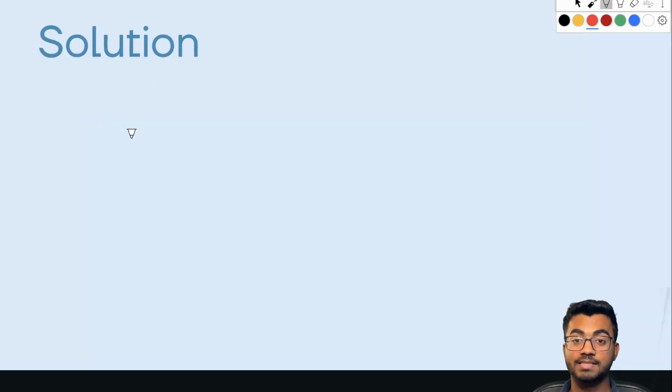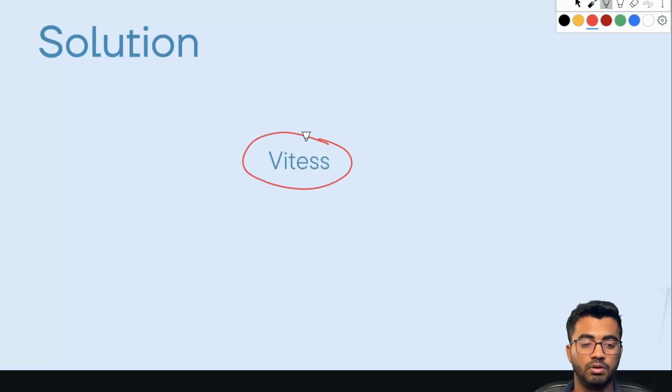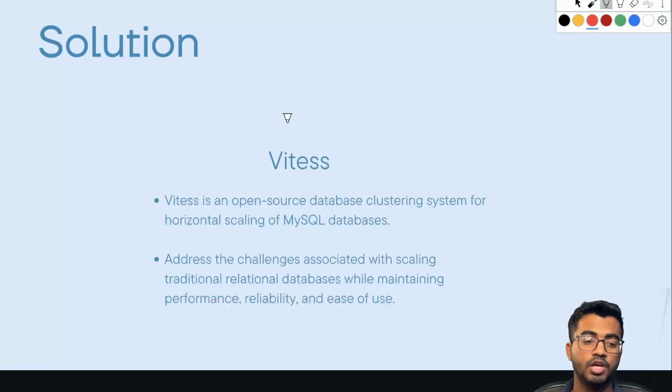Okay, so what exactly is the solution in this case? After a lot of brainstorming and a lot of use case analysis, they finally figured out that Vitess is a solution. So what exactly is Vitess? Vitess is an open source database clustering system for horizontal scaling of MySQL databases. As most of Twitter's business was on their on-prem MySQL clusters, they thought that this would be an excellent fit for the problems they were facing.